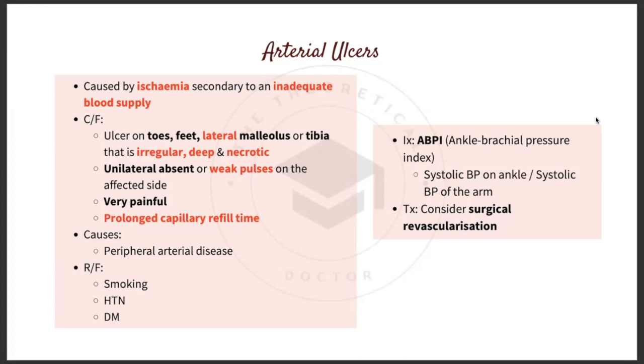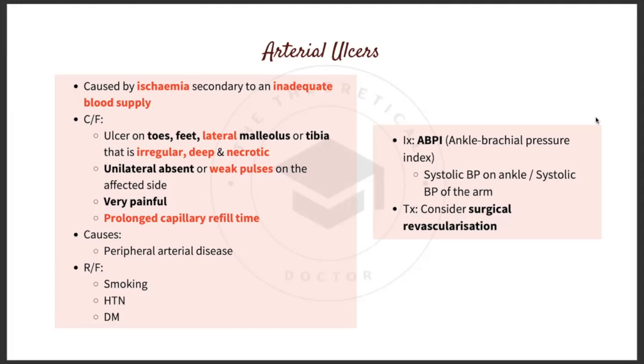It is very painful, more painful than venous ulcers, and if you were to check the capillary refill time, it is prolonged. So the cause would be peripheral arterial disease. Some risk factors to take note of would be smoking, uncontrolled or long-standing hypertension, uncontrolled or chronic diabetes mellitus. The investigation you would perform here would be ABPI, ankle brachial pressure index, whereby you take the systolic BP of the ankle and divide it by the systolic BP of the arm.